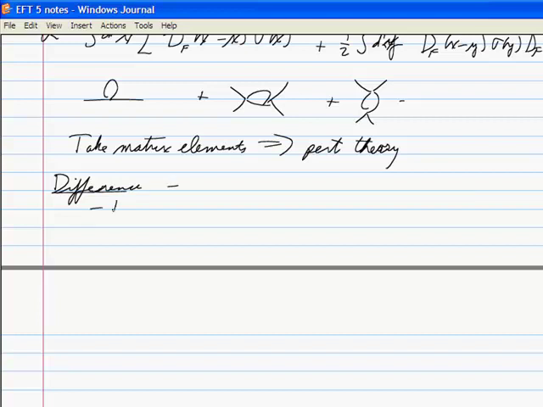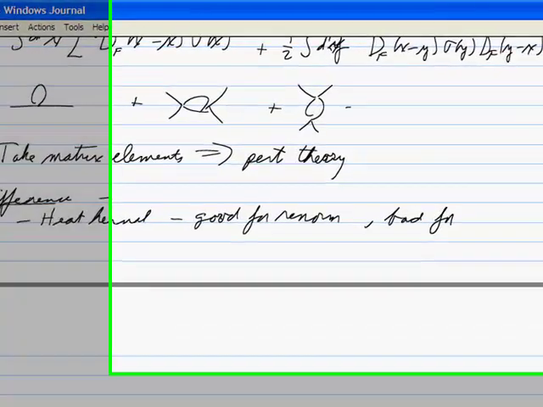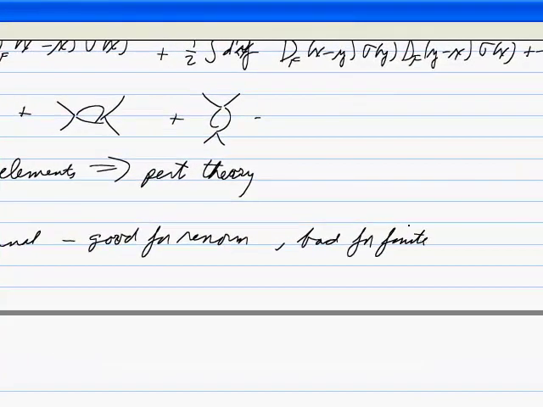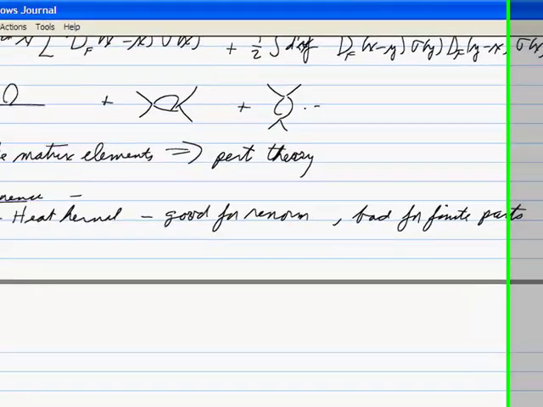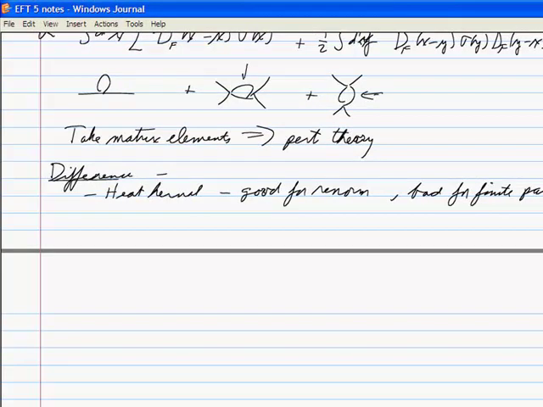So these two ways, the heat kernel is good for the renormalization coefficients. It's bad for the finite parts. Okay, so you can do the renormalization really easily using the heat kernel, but you can't do a complete calculation. For example, in this guy right there, there's an imaginary part. It doesn't show up in the heat kernel. It just isn't visible at all.